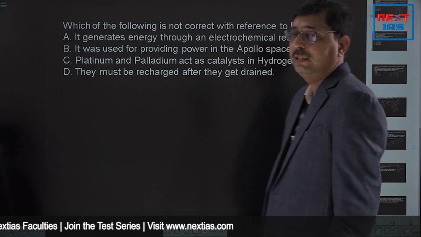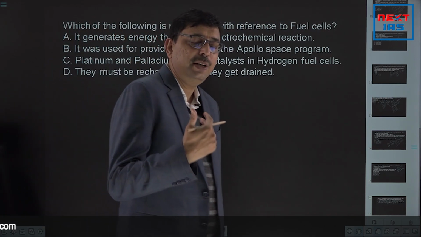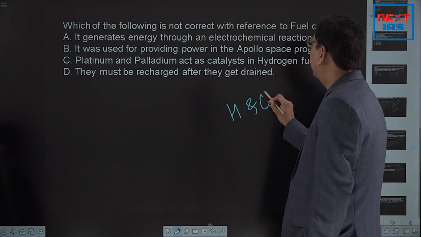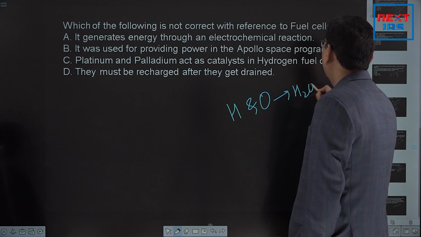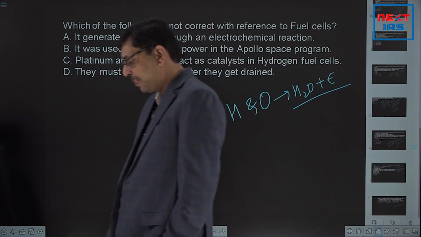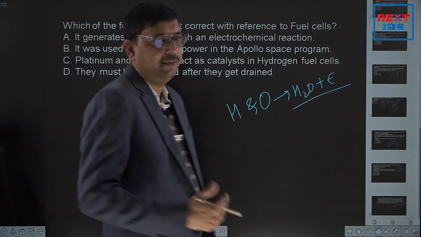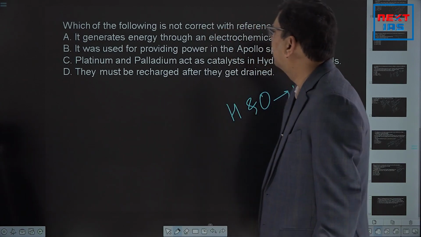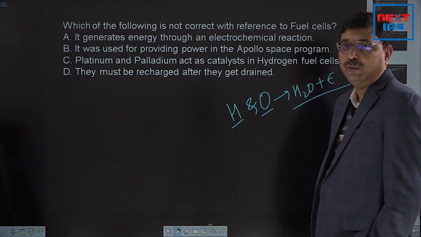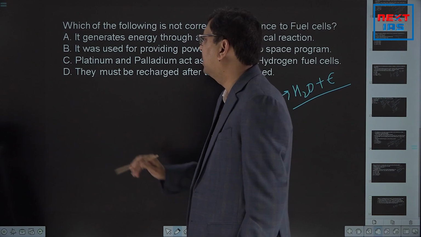Now come to the fuel cells. In fuel cells, basically there is a reaction of hydrogen and oxygen to form water and produce electricity. They produce direct current, and as of now they cannot be used for large scale electrification. But obviously that reaction between hydrogen and oxygen is an electrochemical reaction. Electrochemical means reduction and oxidation, both are taking place.